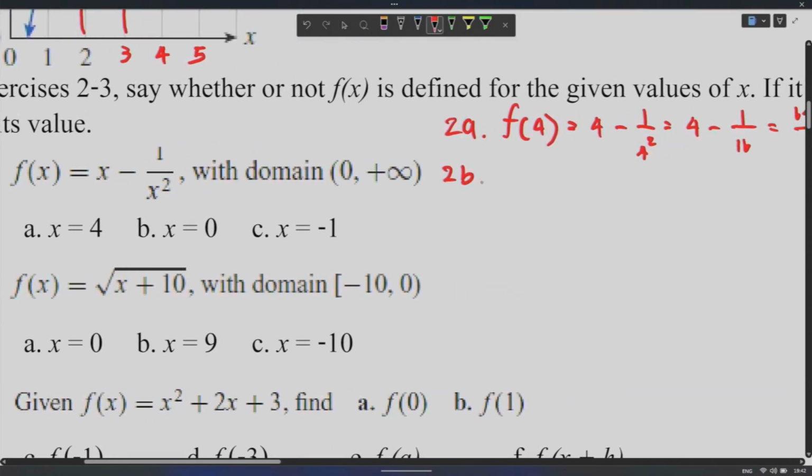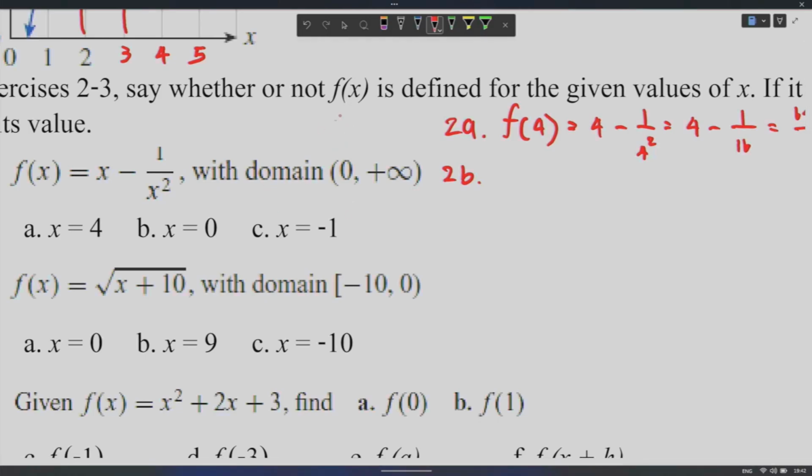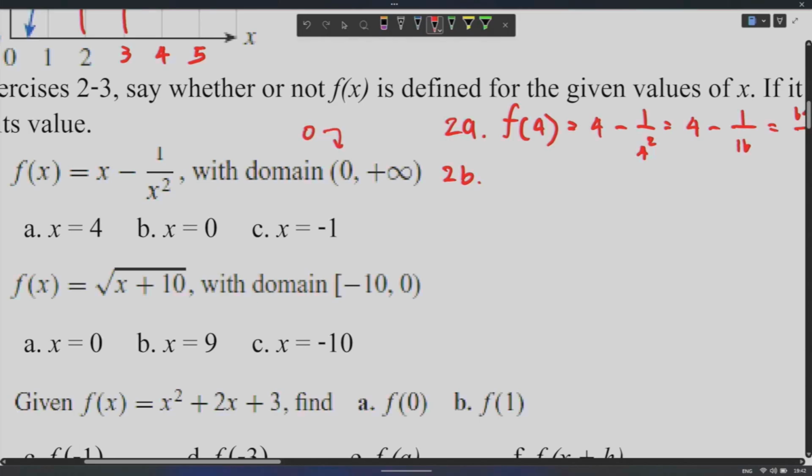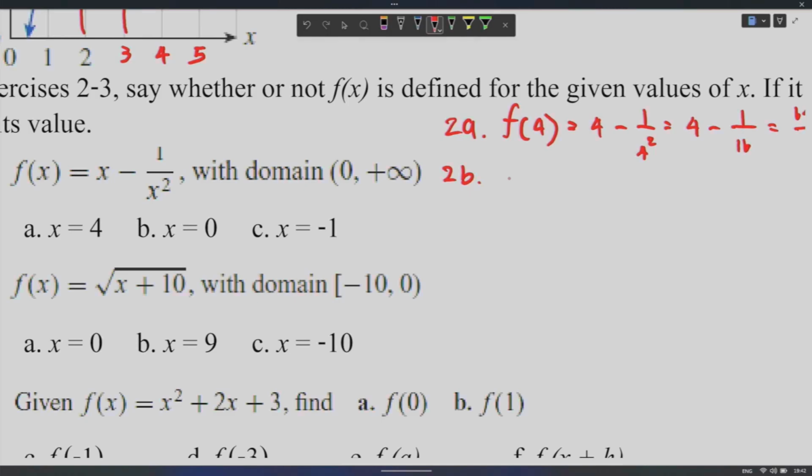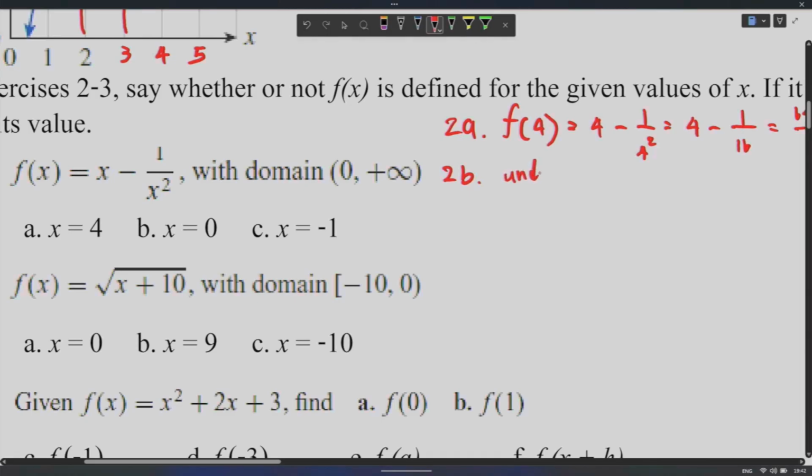2b, if x equals 0, but 0 is not in the domain. It's not in the domain, so we can't find that, which is undefined. Similarly, for 2c, minus 1 is not in the domain too. So it is also undefined.